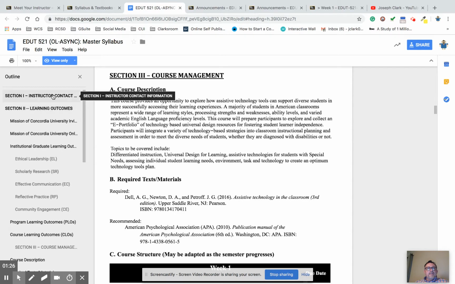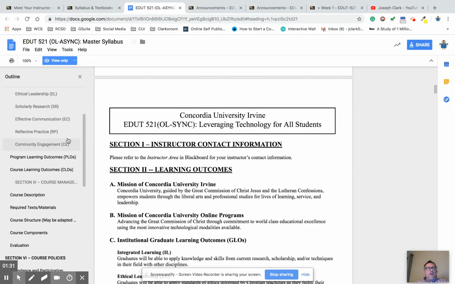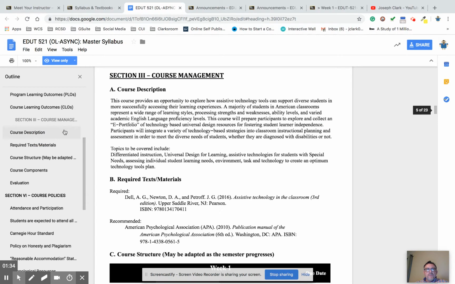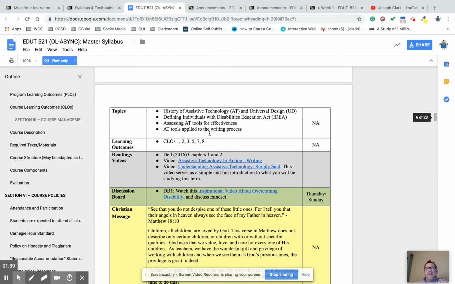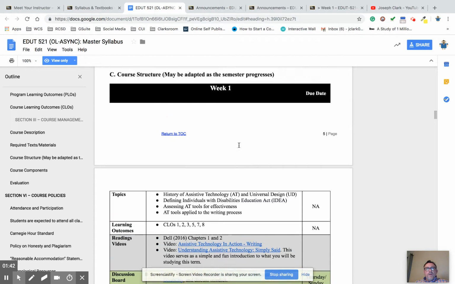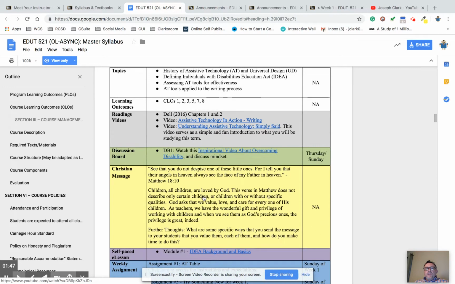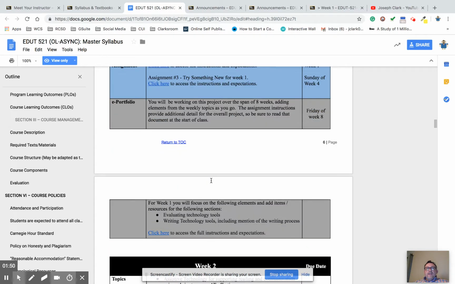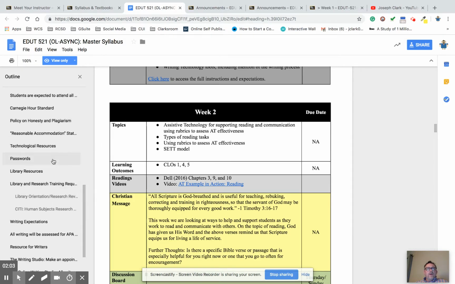So this is the syllabus for 521, Leveraging Technology for All Students. I'm going to pop to two areas really. Course description, you can read about it and then go through in the syllabus. Every week is laid out. So the topic of study, the reading, any videos, the discussion boards, it's all laid out week to week. Most students I find after chatting with them don't really spend a lot of time in the syllabus because all that information is within Blackboard, but it's all here. How you're going to be evaluated, all that kind of good stuff.